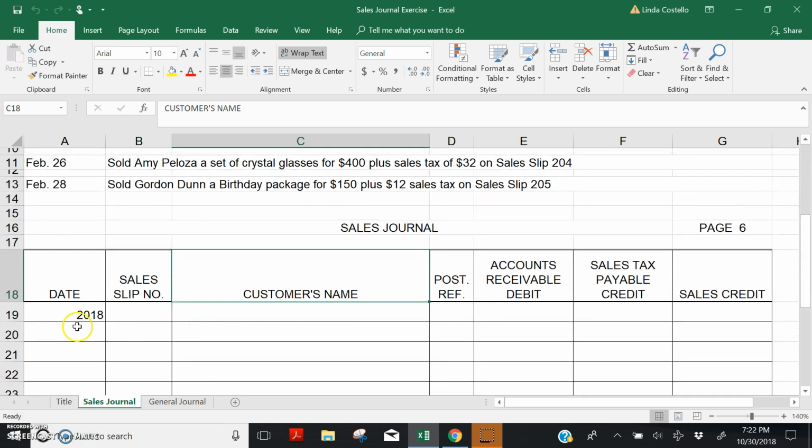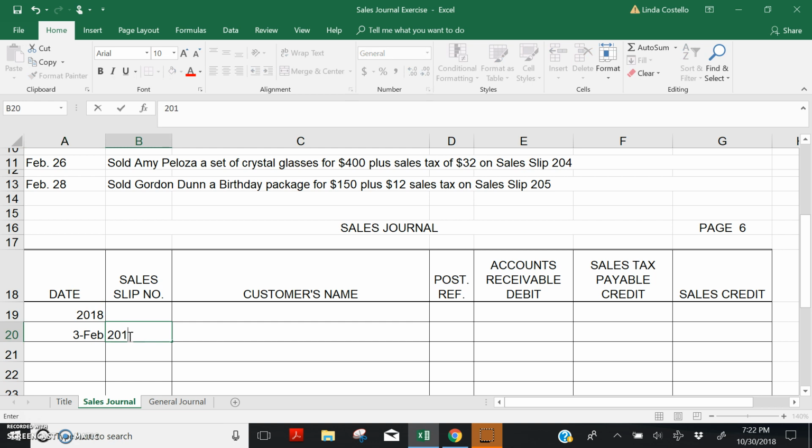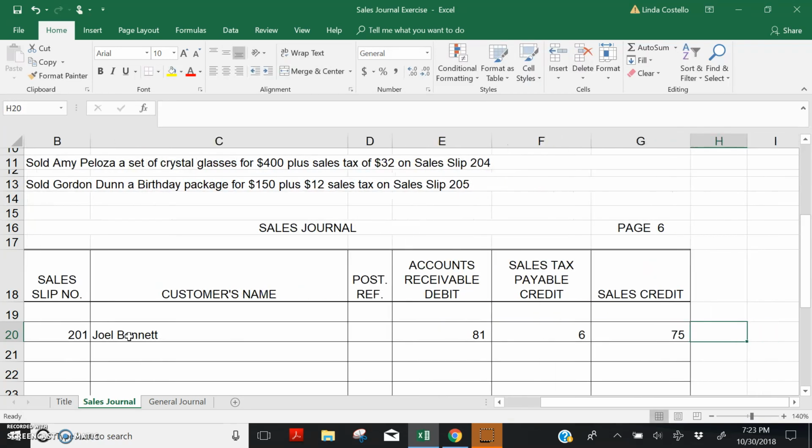Enter the date, February 3rd. Sales slip number 201. Customer name, Joel Bennett. We'll skip the posting reference column for now. Enter the debit to accounts receivable of $81, the credit to sales tax payable of $6, and a credit to sales, $75.